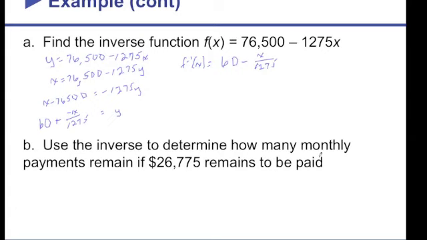Use that inverse to determine how many monthly payments remain if $26,775 remains to be paid. Well, I've reversed the x and y, so this x is now how much remains to be paid. So I have 60 minus 26,775 divided by 1275, and by dividing this, I found it as 21. So there are 39 payments left.